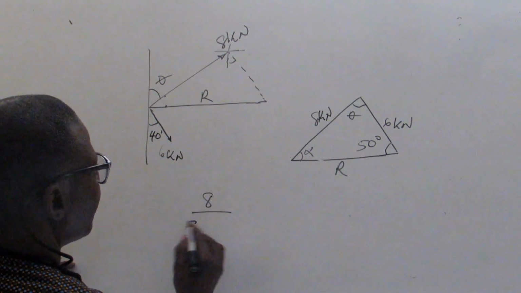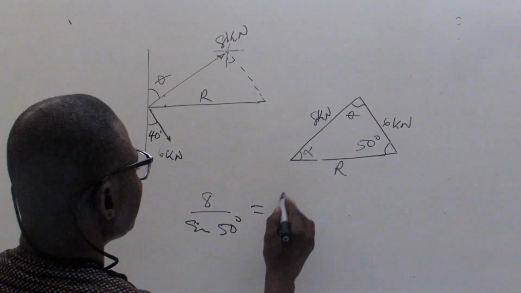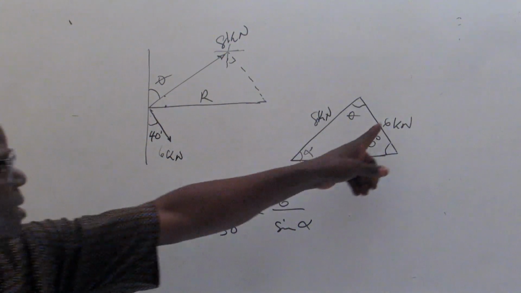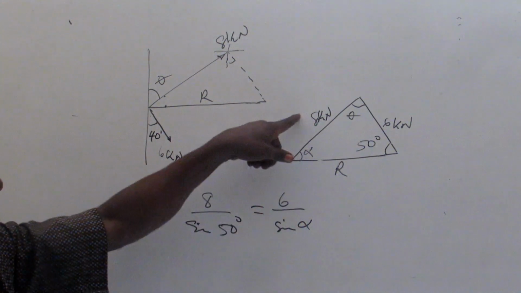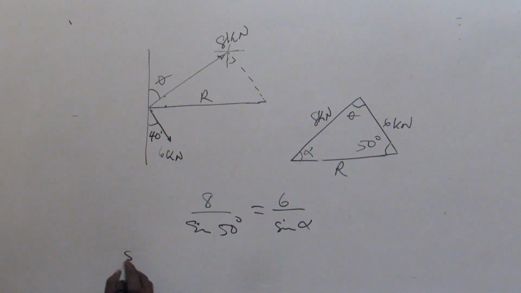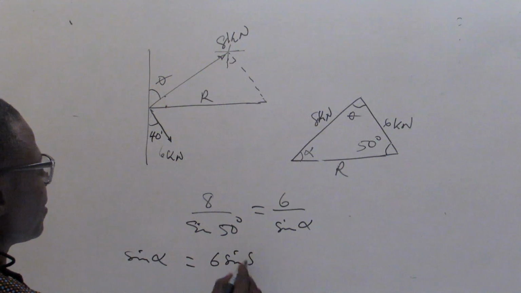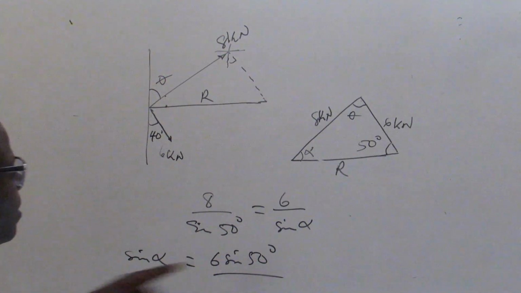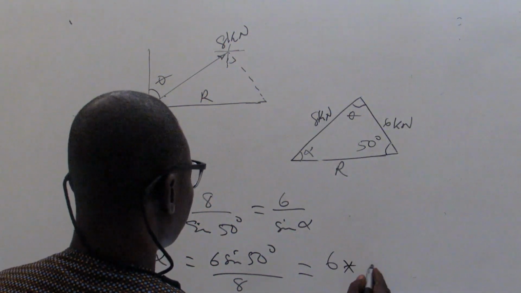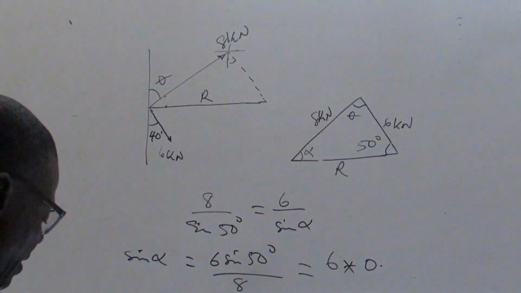We have 8 over sine 50 degrees is equal to 6 all over sine alpha. In this case, 6 over sine alpha, 8 over sine 50 degrees. And then we can get our sine alpha. Our sine alpha is equal to 6 sine 50 degrees all over 8. This is equal to 6 times 0.9. Sine 50 degrees is what? Let's look at this.